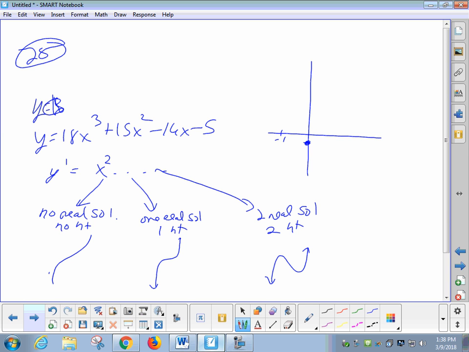And what's the y at that point? Okay, so your max would be something like there. And what is the other extrema? The min? Yeah, 0.3.